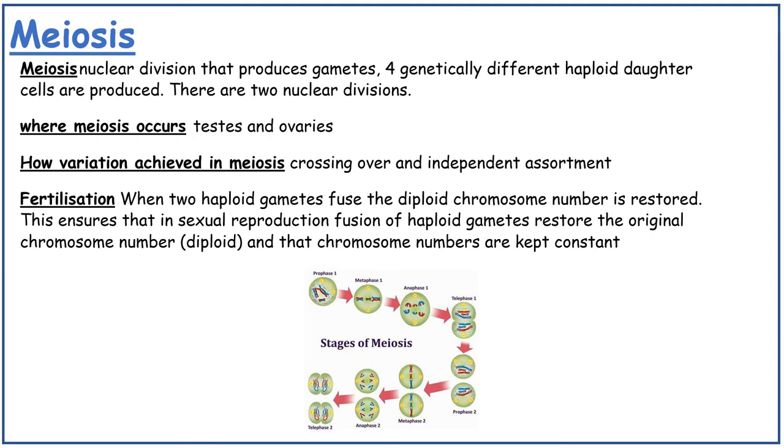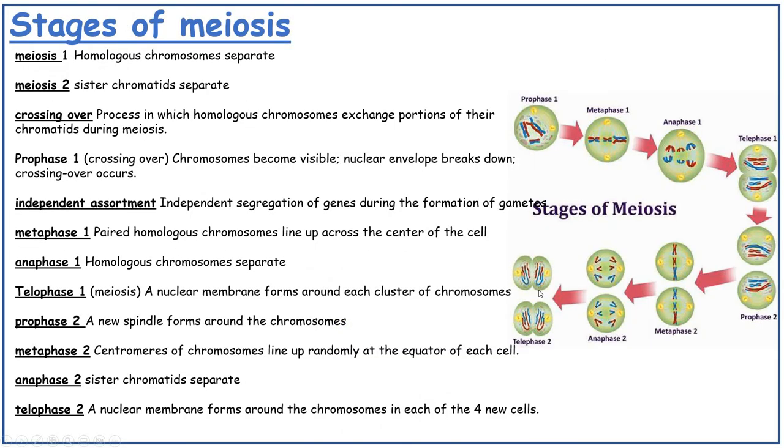Fertilisation is when two haploid gametes fuse and the diploid chromosome number is restored. This ensures that in sexual reproduction, fusion of the haploid gametes restores the original chromosome number, the diploid, and that chromosome numbers are kept constant. Stages of meiosis. Meiosis 1 is where the homologous chromosomes separate. Meiosis 2, the sister chromatids separate.